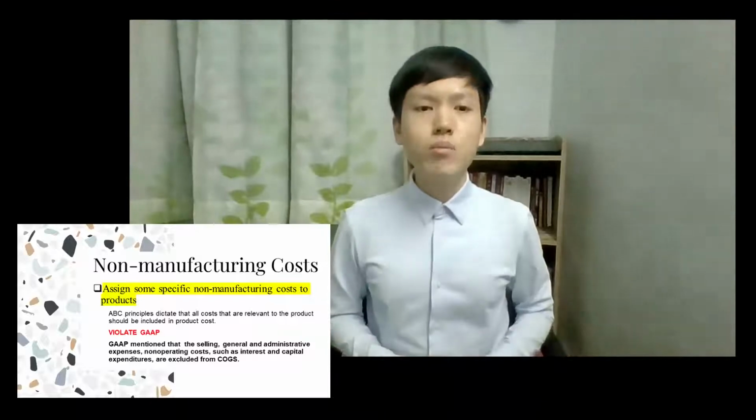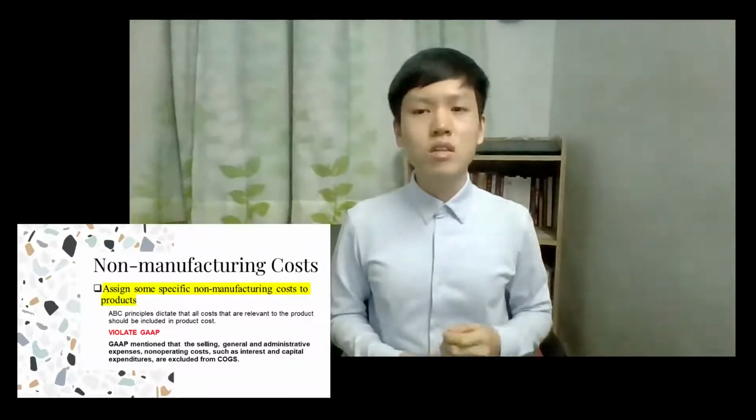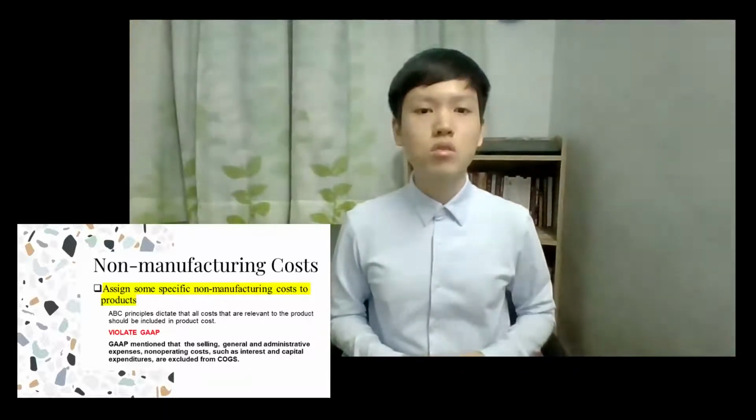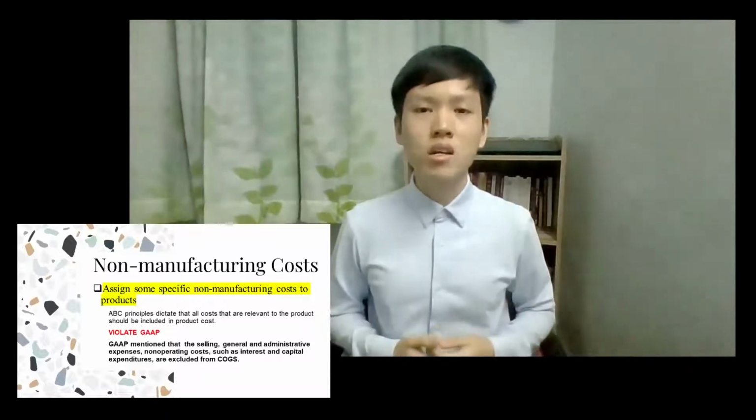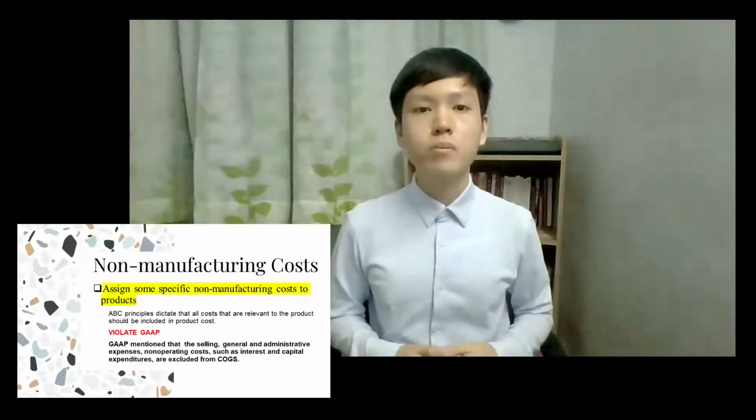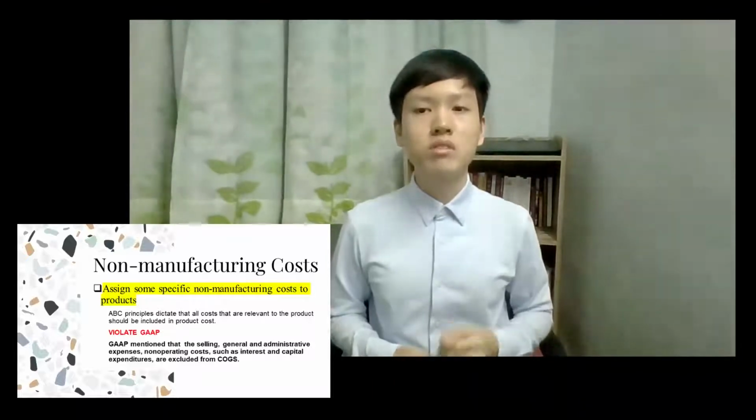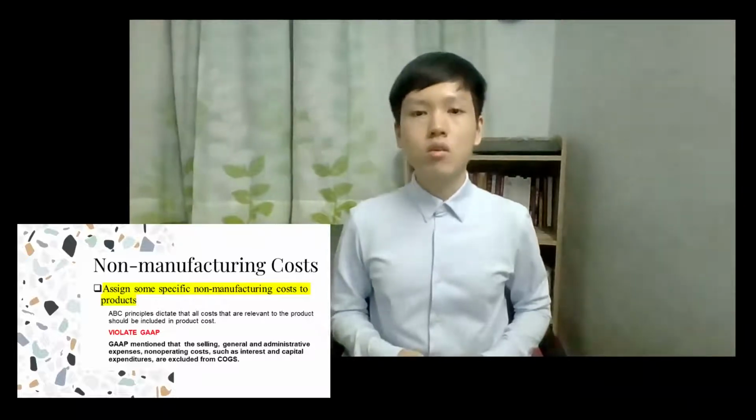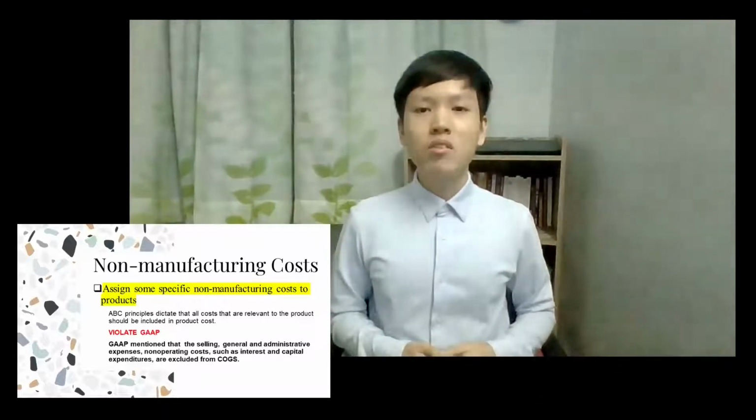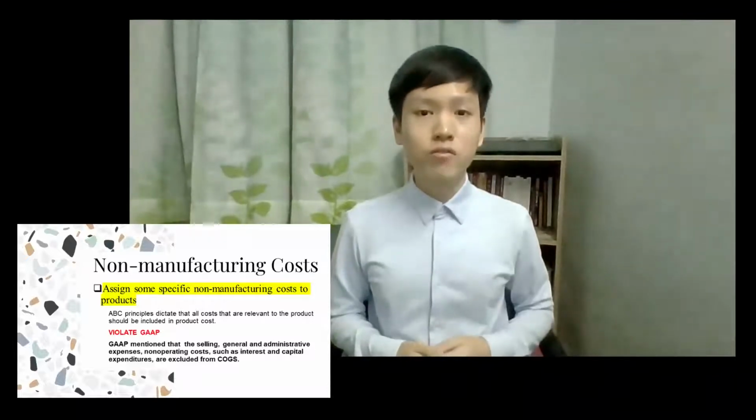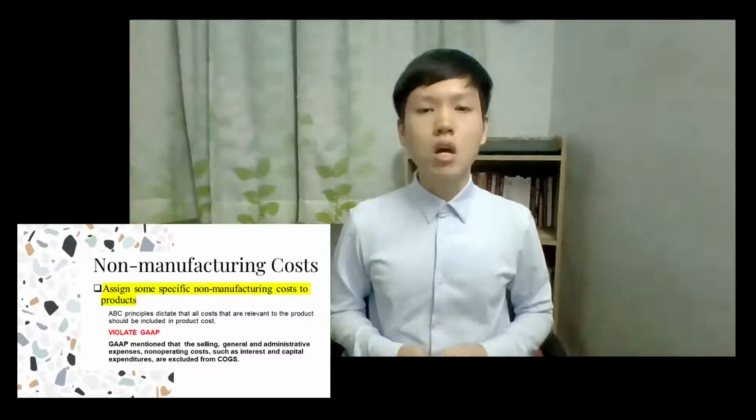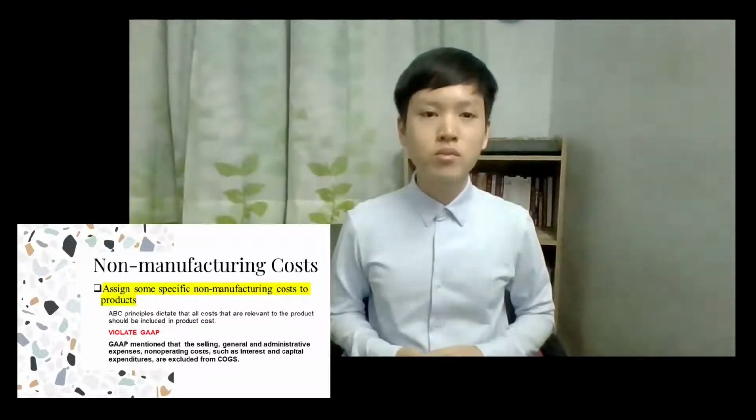Secondly, under ABC systems, products are assigned some of the non-manufacturing costs that they can reasonably be supposed to have caused, even though this process is not allowed under GAAP. ABC principles dictate that all costs that are relevant to the product should be included in product costs. For example, if a custom product requires additional phone support staff for customer orders, then the cost of phone support staff should be included as part of the product cost, even though this is not a manufacturing cost.